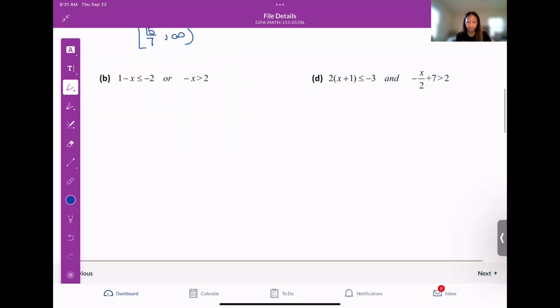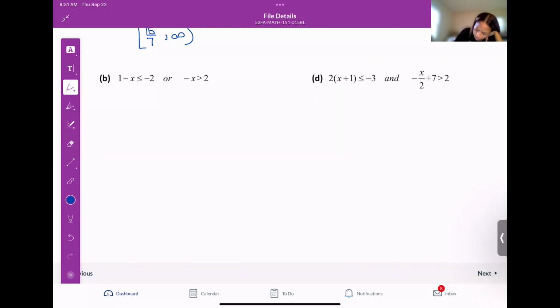Then on to B, we're solving the or inequalities. 1 minus x is less than or equal to -2, or -x is greater than 2. So remember, for an or inequality, our solution set is going to be all x values that are in either of the solutions to either of these inequalities, okay? So we'll solve both of them and put the solutions together.